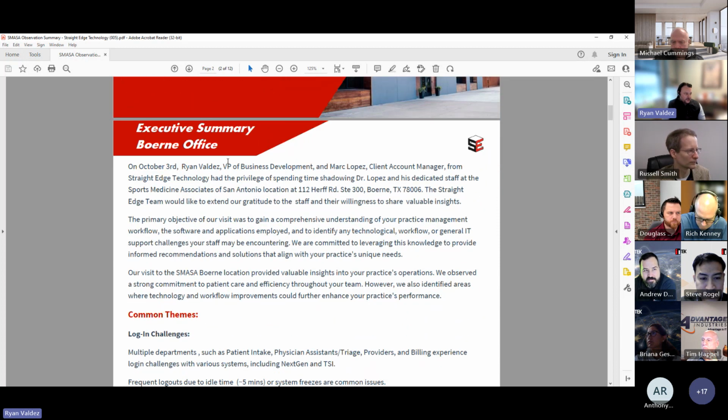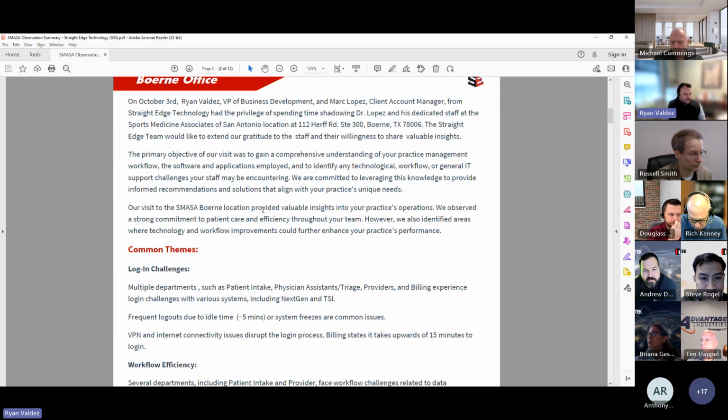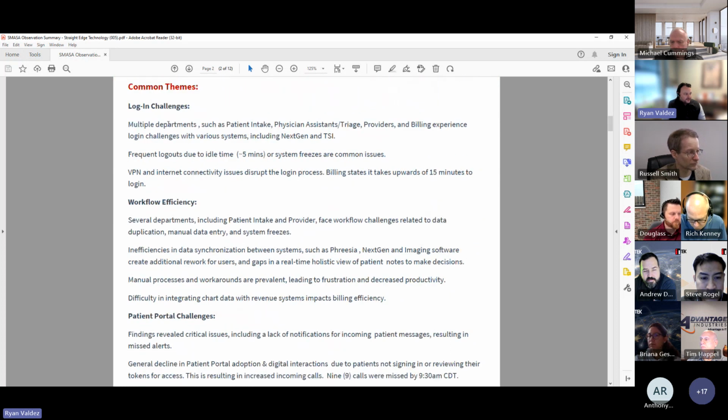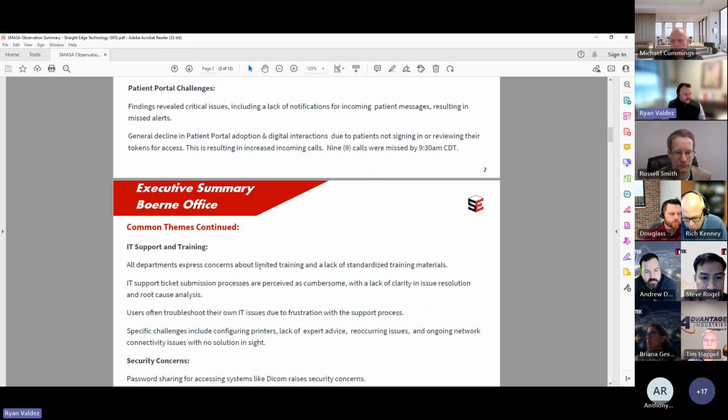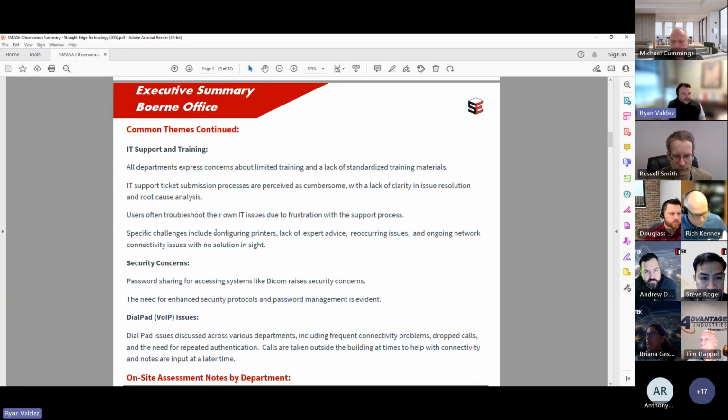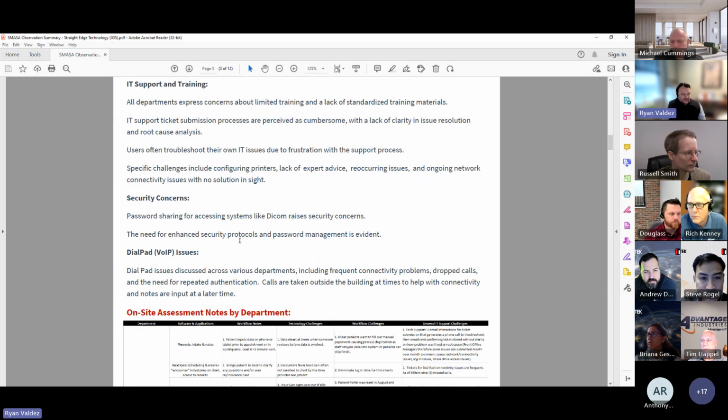We start off with the Bernie office, and I'm not going to go into all the details for time's sake, but here are some of the things that we saw: login challenges, workflow efficiency, patient portal challenges. Everybody talked about issues they're submitting, and security concerns, because patient data is just sitting out there in the hallway on workstations without even screen protectors. Anybody going to an exam room can see that.